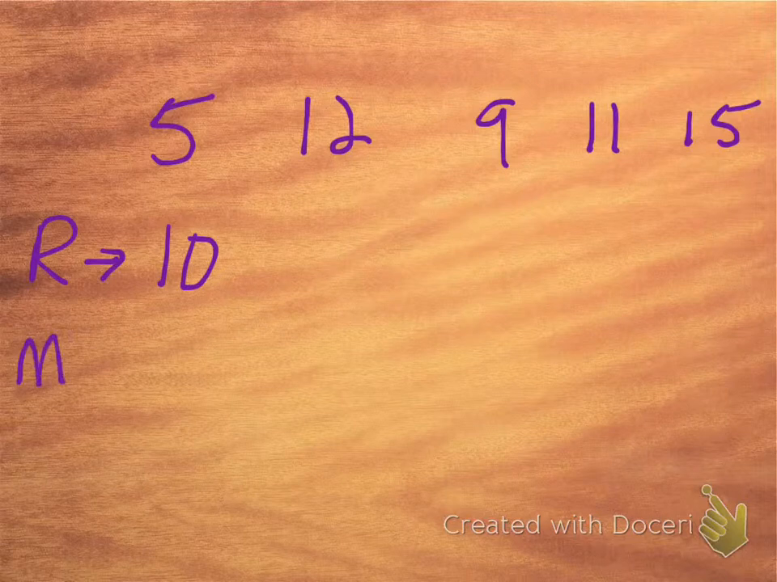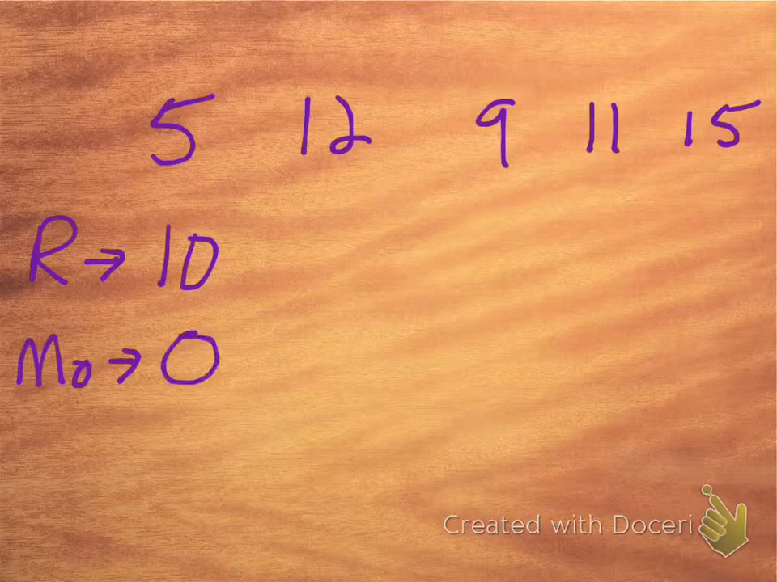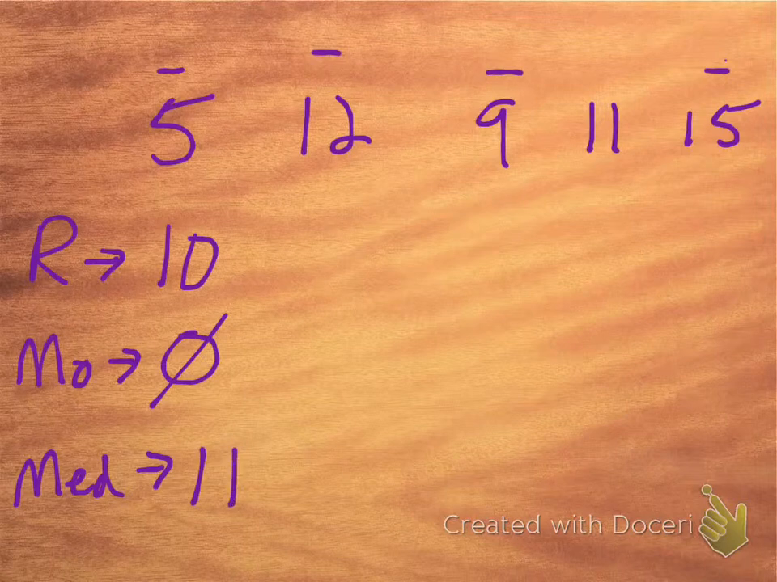What was my mode? There is no mode. Now it's not 0, it's just no. This symbol here means no, or there's none. Alright. What about my median? What was my median? A lot of people pick 9 because it's sitting there in the middle, but you got to go back and forth.